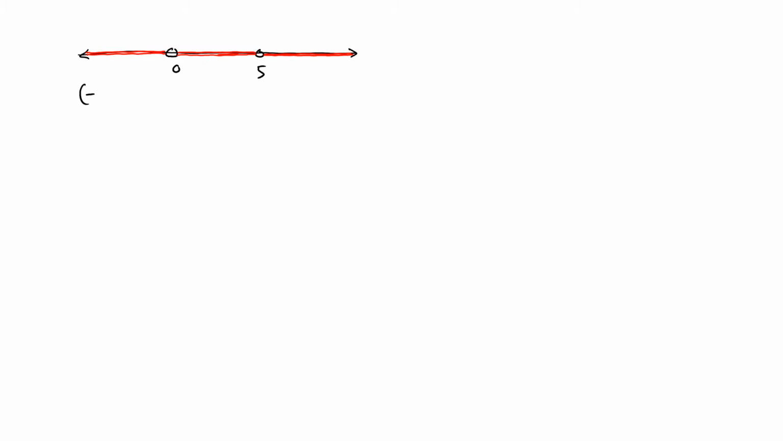So this is negative infinity and this is 0, so let's stop at 0. Then we have the next one, going from 0 to 5, and the other one going from 5 to infinity. Now we're going to write union and combine them. That's what we call the interval notation.